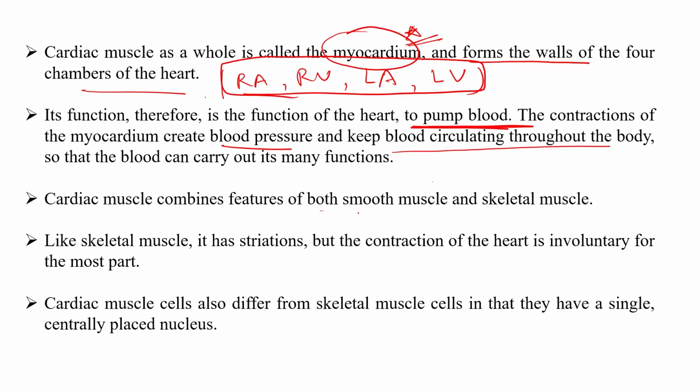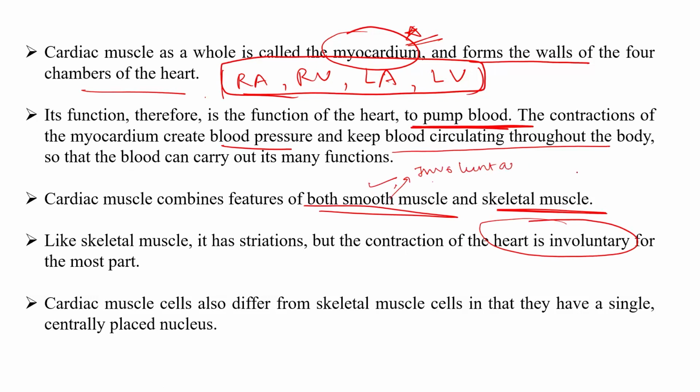Cardiac muscle combines features of both smooth muscles and skeletal muscles. What are the similarities of the cardiac muscles with the smooth muscles? The contraction of the heart is involuntary like the smooth muscles. So we know that smooth muscles are involuntary in nature. While if I look at the structure of the cardiac muscles, as I mentioned, it is somewhat similar to skeletal muscles.